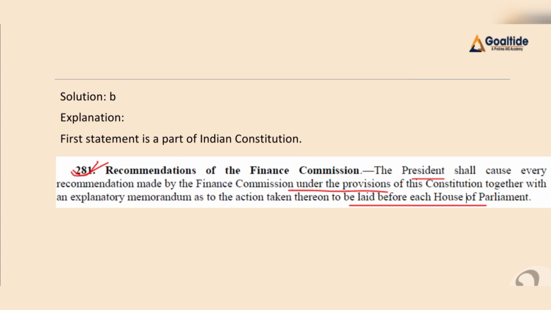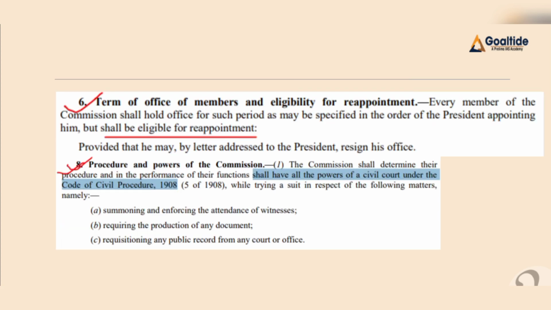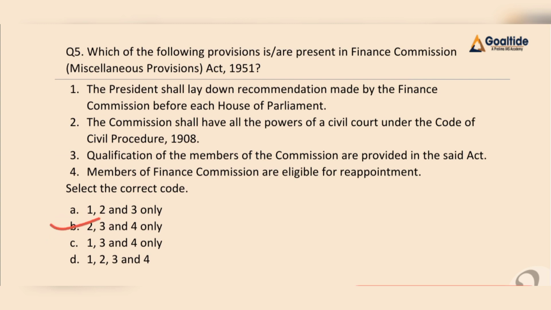So our first statement is incorrect, because the first statement is a part of the Indian Constitution and not a part of the Finance Commission Miscellaneous Provisions Act 1951. Under Article 281 it says that the President shall cause to be laid before both Houses of Parliament the report of the Finance Commission. The other provisions are mentioned under the Act 1951: it provides the qualifications to be appointed as a member of the Finance Commission. It also says that members are eligible for reappointment, and that the Finance Commission has all the powers of a civil court under the Code of Civil Procedure 1908, right? So our final answer for this question will be B, that is 2, 3 and 4 only.